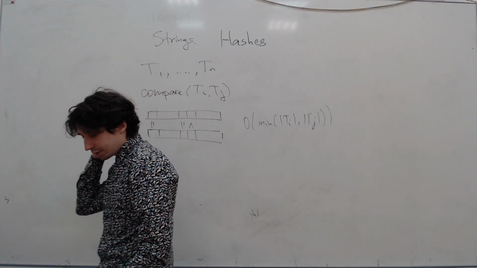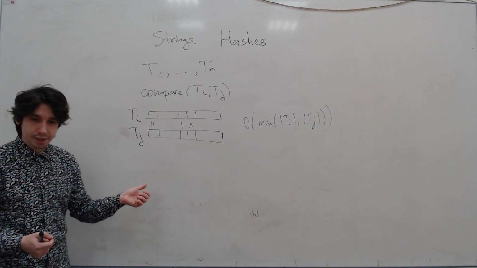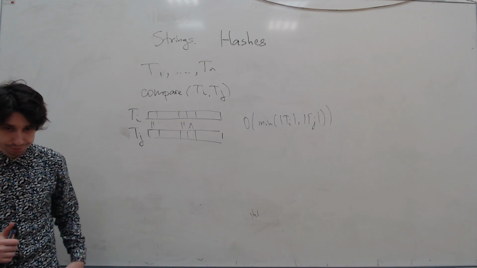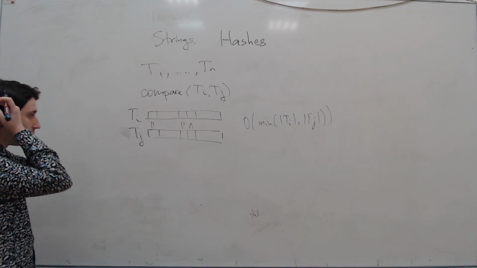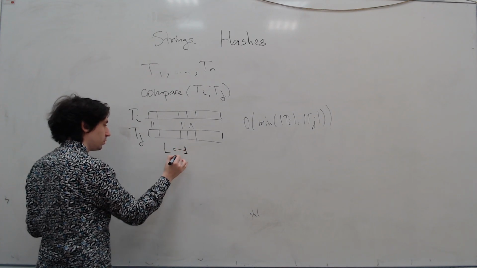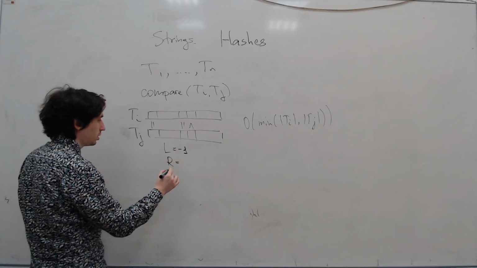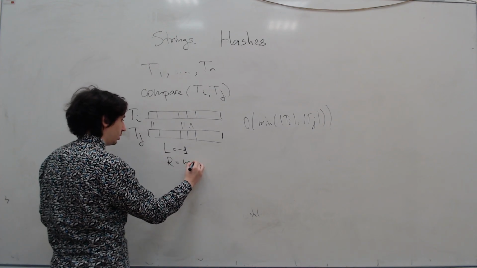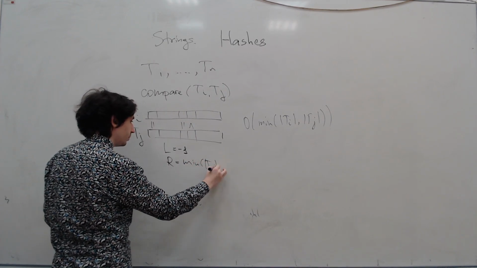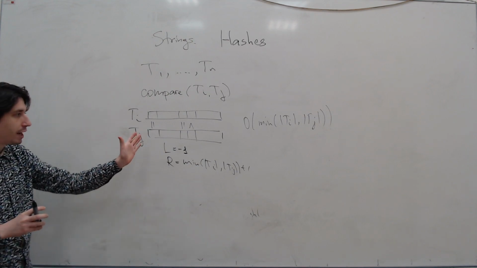Okay, so how to calculate the comparison here? To calculate the comparison, we should find the longest prefix that is equal for both strings. Let's do this using binary search. So we know L and R equals ti, tj plus 1. And we simply have to find it using binary search.